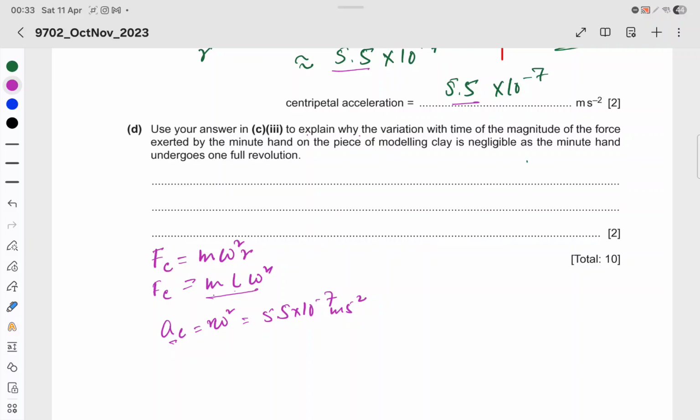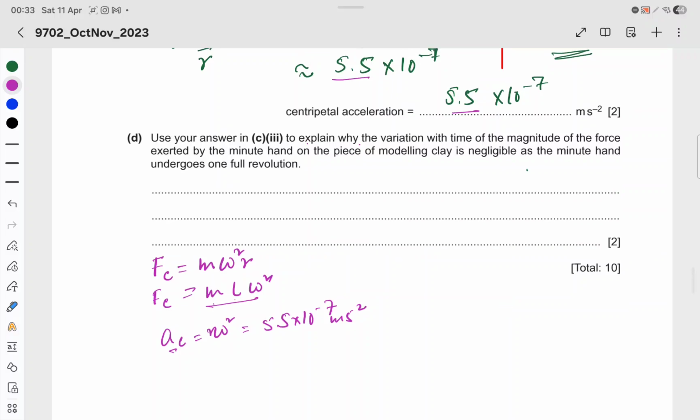right? Actually it is meter per second square, right? So we already found, and which is very less, 10 to the power minus 7, right? But so here in this case, if we say force is constant because speed is constant, it is incomplete, right? So we will not get any mark, right?